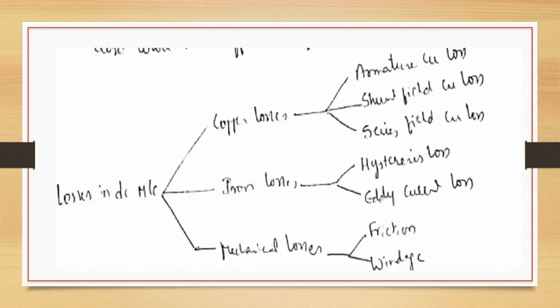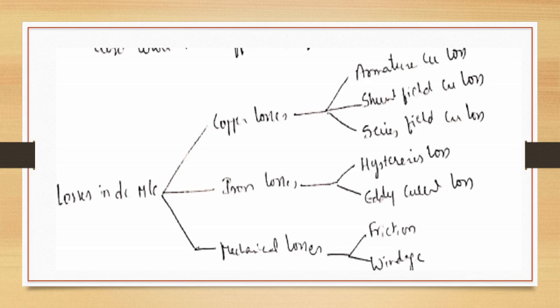Now let us come to the topic of today's class, that is losses in a DC machine. There are three types of losses: copper, iron and mechanical losses. Copper losses are also called I-square R losses, and iron losses are also called core losses. Copper losses are again of three types, that is armature copper loss, shunt field copper loss and series field copper loss.